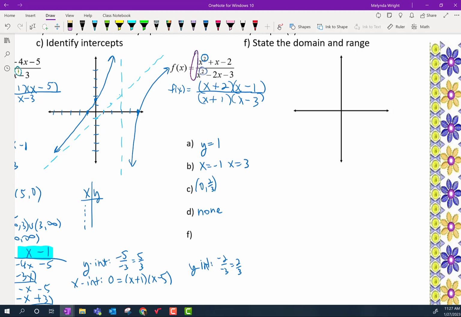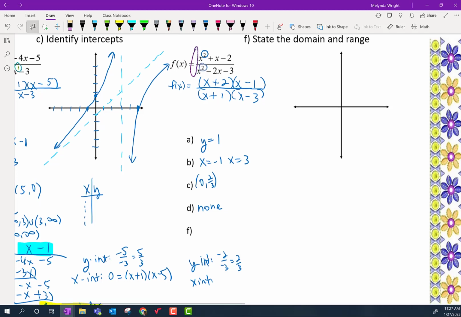My x-intercept, if you recall, the x-intercept is where we set y equal to 0. So 0 equals x plus 2 times x minus 1. It's already factored, which is kind of nice. So we can just read the intercepts out of that. So that would be what? Negative 2, 0, and 1, 0.